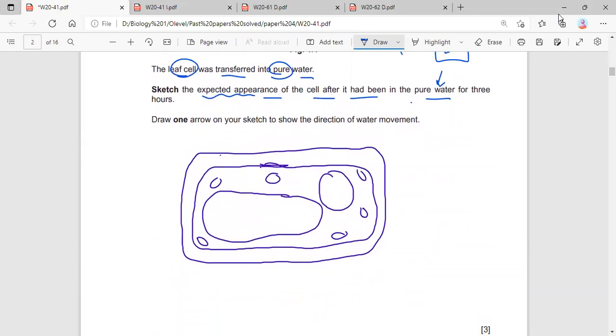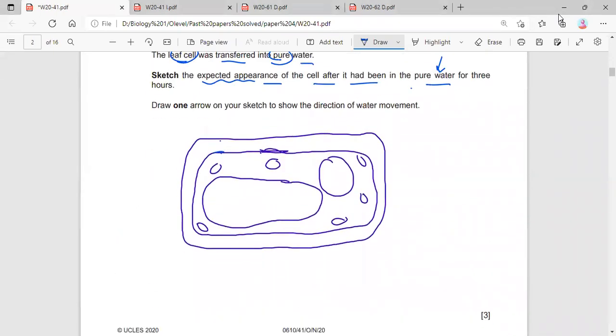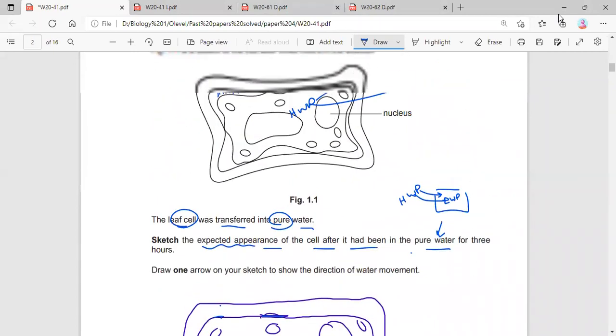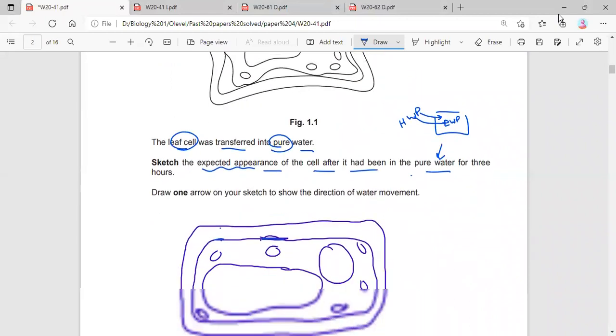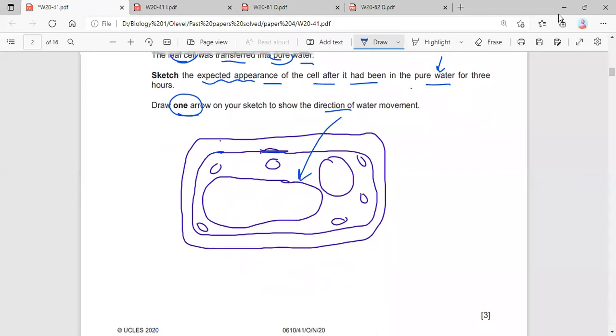The cell wall and the cell membrane are sticking to each other. Here, there is a gap between the cell membrane and the cell wall because this cell is plasmolyzed, while here, there is no gap, they are sticking to each other. The vacuole is expanded, okay? Like here, the vacuole was small. Here, the vacuole should be bigger. And you should draw an arrow to show the direction of water movement. So the arrow will come from outside to inside. These are the 3 marks, okay?